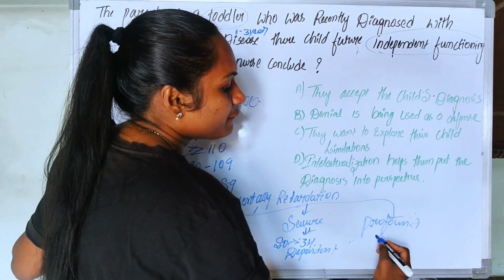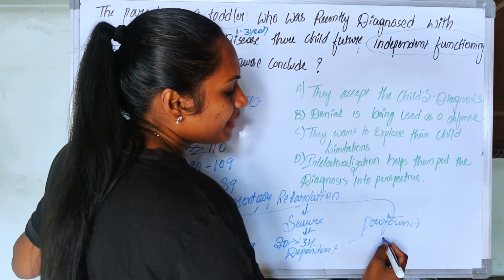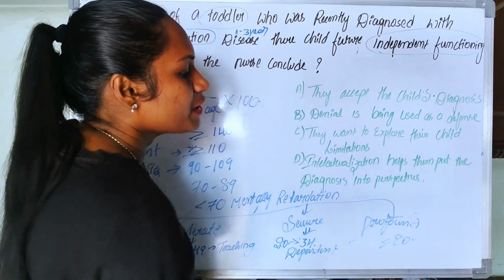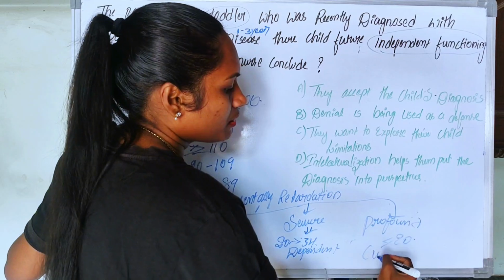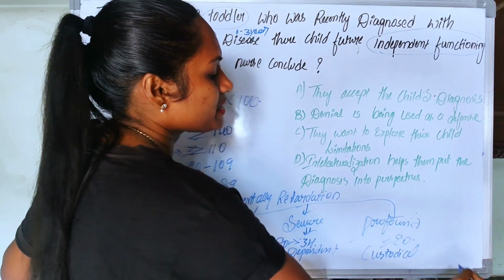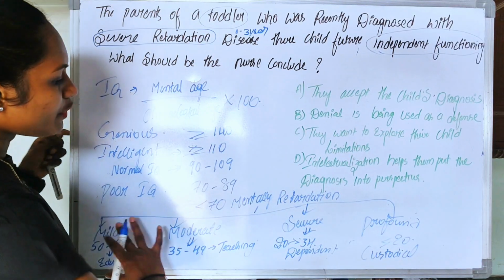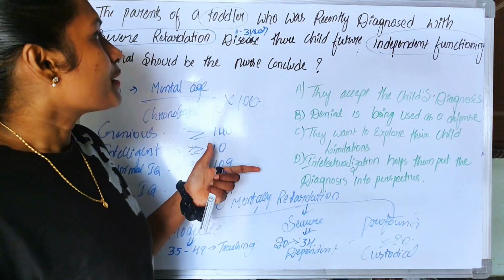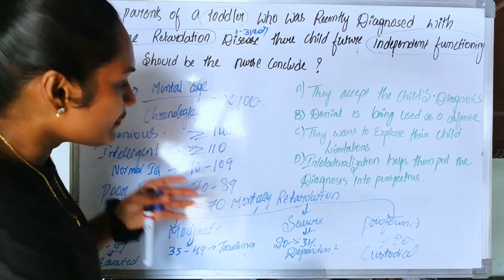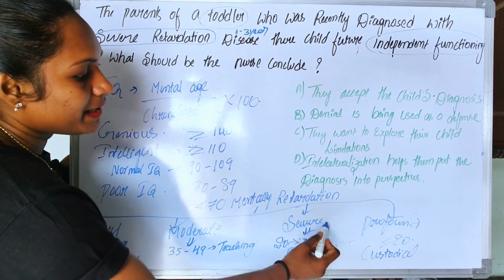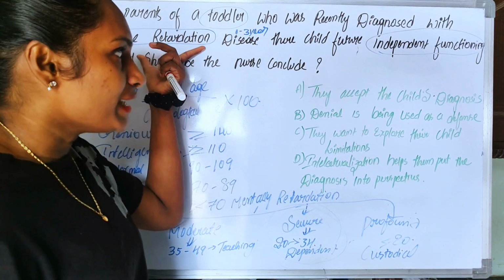Next, profound. If IQ level is less than 20, then we will call it profound. These kind of people are custodial, which means under custody we need to see these kind of people. So these are the types of mental retardation. Now we will see a patient having severe mental retardation. Severe mental retardation means he is already dependent on others.